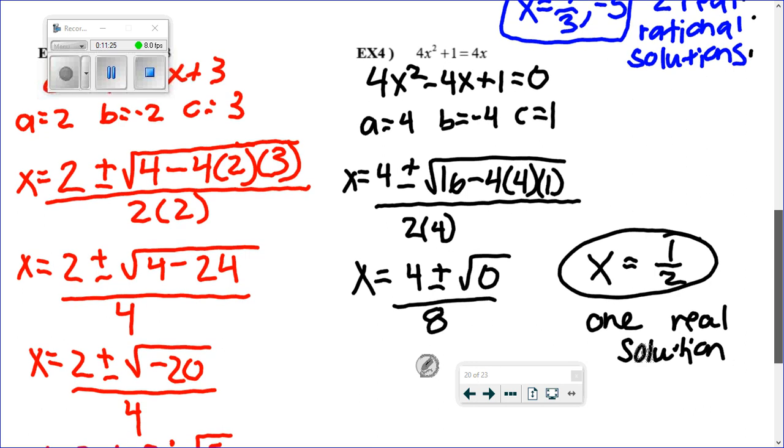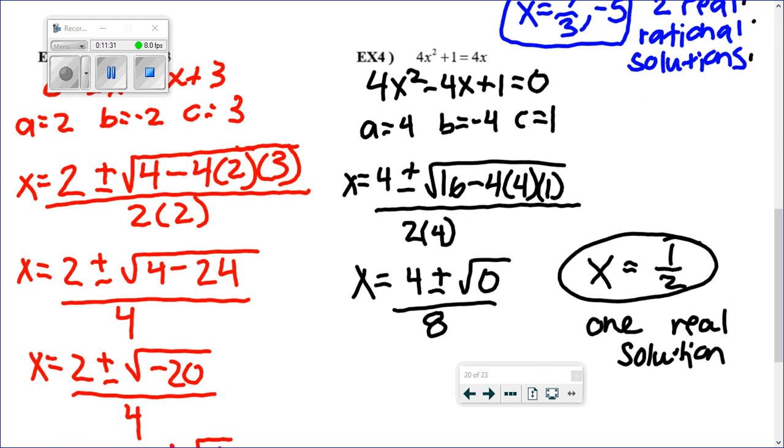So checking out example 4, first making it equal to 0, putting everything in your quadratic formula. You should have noticed from this point right here, you were taking the square root of 0. So think about what happens when you're taking the square root of 0. That's just 0. So when you're making your two solutions, it's really only going to give us one solution because 4 plus 0 is the same thing as 4 minus 0. So that'll just give us that one real solution of 1/2. Remember what that looks like graphically. At 1/2, you're just hitting your x-axis one time, right where that vertex is.